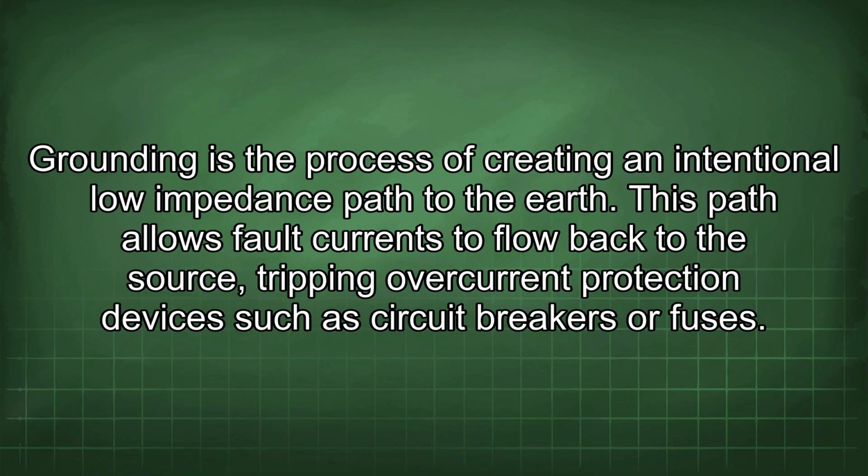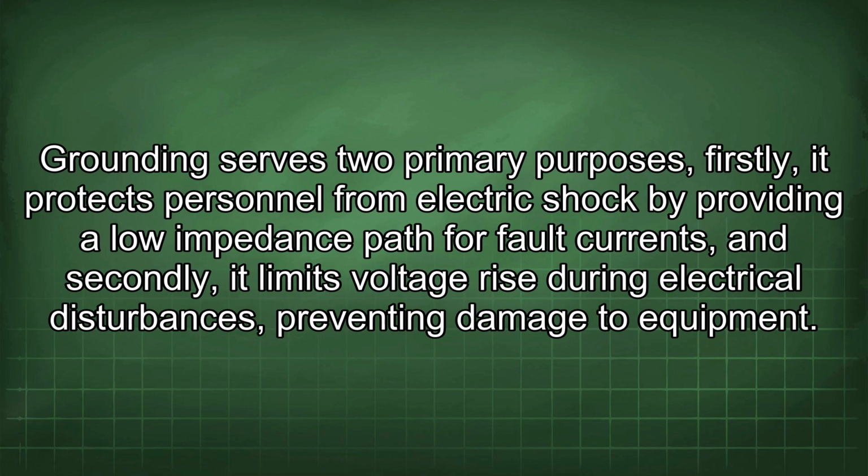Grounding is the process of creating an intentional low impedance path to the earth. This path allows fault currents to flow back to the source, tripping overcurrent protection devices such as circuit breakers or fuses. Grounding serves two primary purposes. Firstly, it protects personnel from electric shock by providing a low impedance path for fault currents, and secondly, it limits voltage rise during electrical disturbances, preventing damage to equipment.